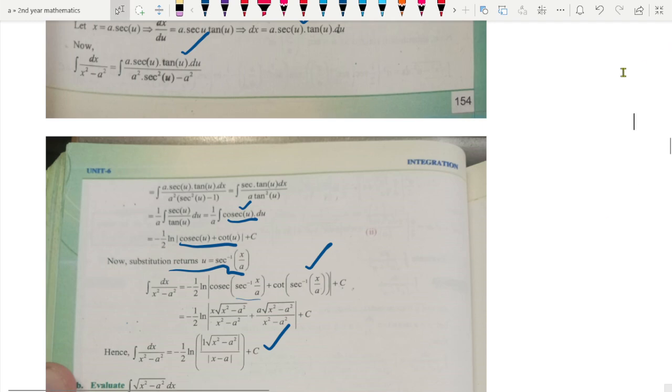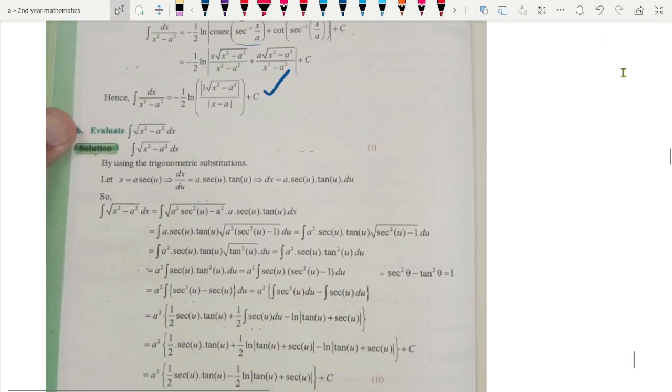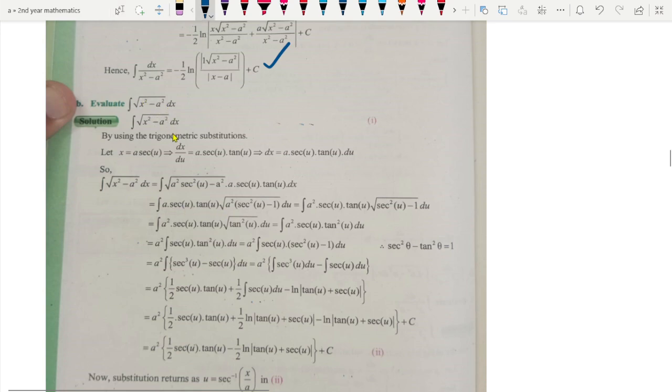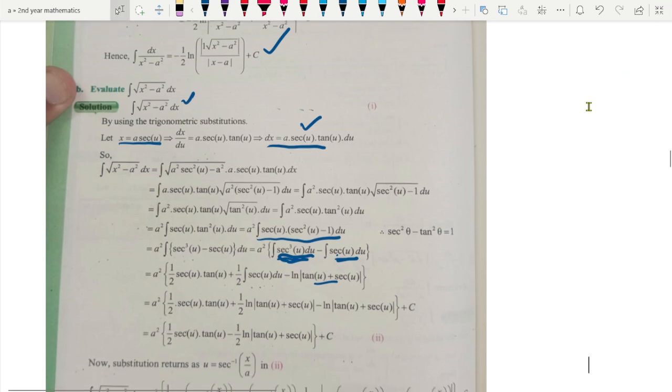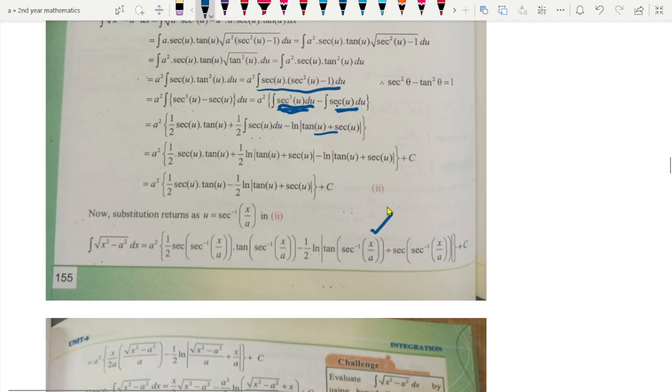When you have a situation like this one, what should you do? Like this situation, x square minus a square. So simply x is equal to this one and dx is equal to this one. Putting the values and simplifying this one, you will be left with the integral of this one. We have discussed how to take the integral of this one, and this is also easy. The integral of this one is equal to natural log of this one. So after simplifying this one, you will get the answer, which is equal to this one.